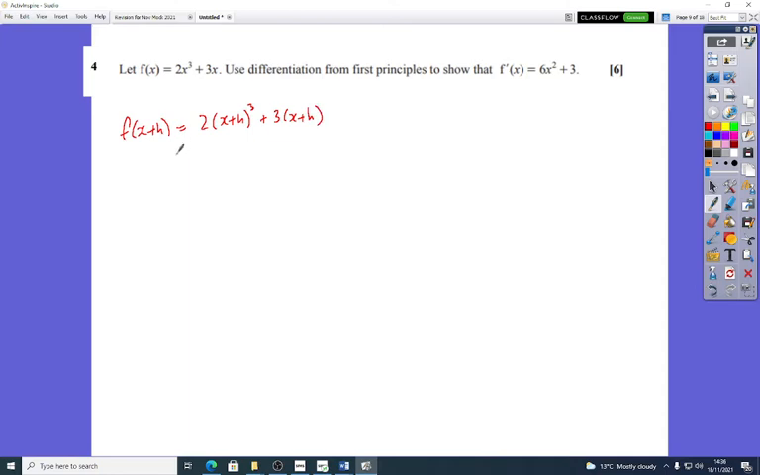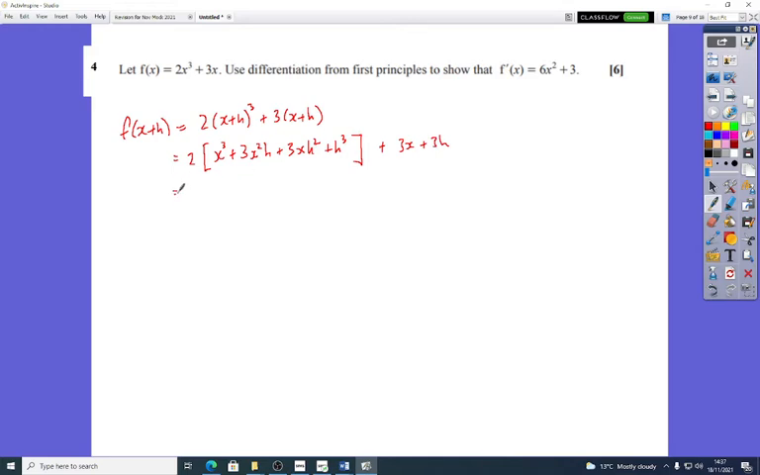Now when I cube that, I could do it one or two ways, I'm just going to do this. You should know this one: you get x cubed, and then you get 3 times x squared times h, then you get 3 times x times h squared, and then you get h cubed. That's the easiest way to do the cubics, like Pascal's triangle, you've got 1, 3, 3, 1. Okay, so you've got that plus 3x plus 3h.